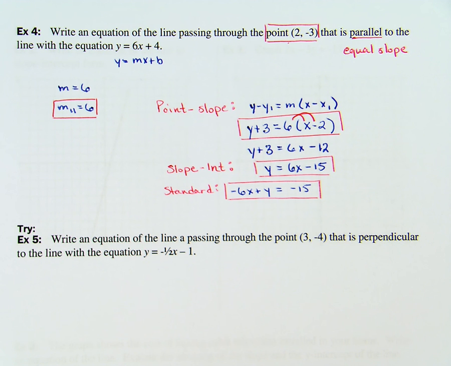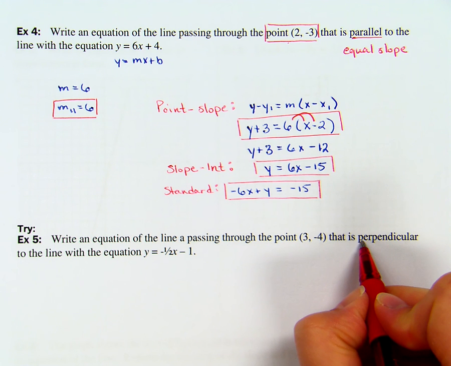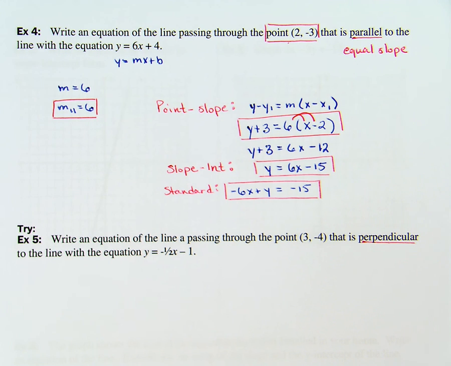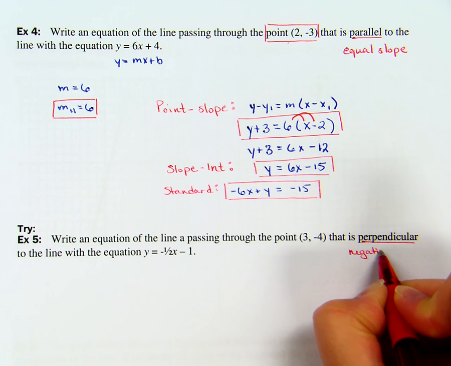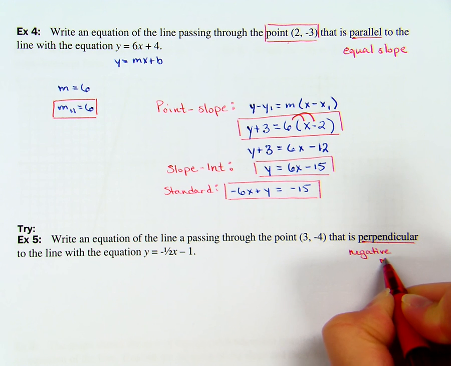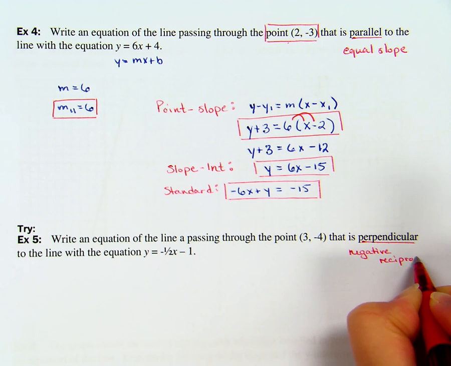Take a minute now and pause the video and try example 5 on your own. Be careful to note that this problem asks us for a perpendicular line. Recall that perpendicular lines have negative reciprocal slopes.